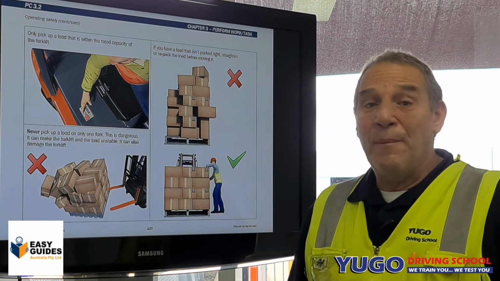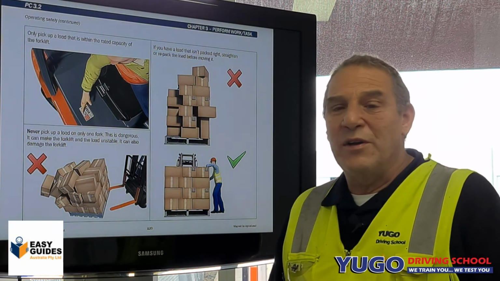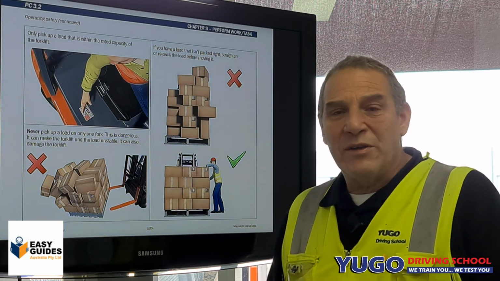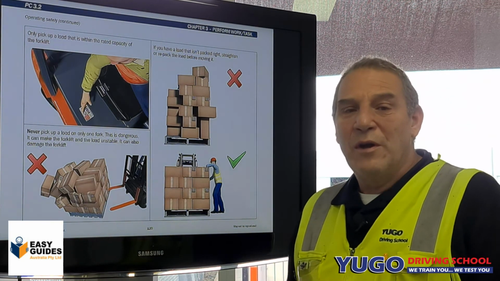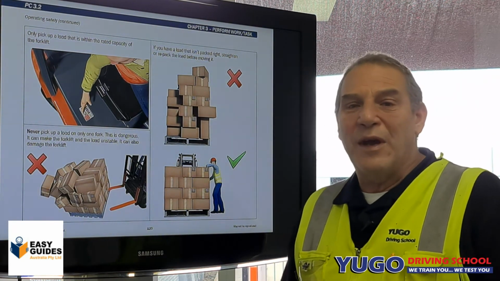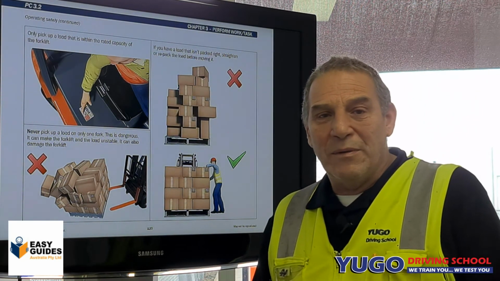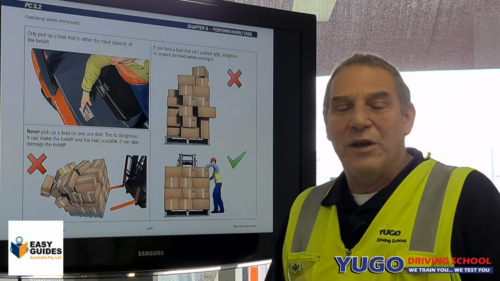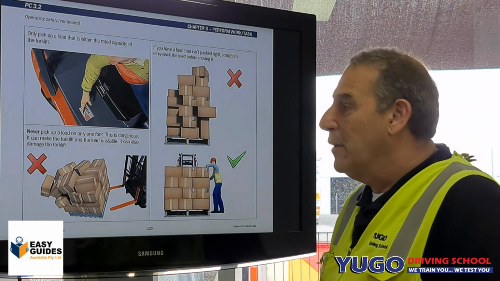Never pick a load up on one forklift arm. Your forklift's not designed to lift a load on one fork arm. They're designed to lift whatever the rating is on two forks. You put all that weight on the one fork arm, you are going to break it. You're going to damage it. You'll bend it. Your forklift will be out of balance. Your load's going to be off balance. You can end up dropping the load. You can end up damaging the forklift.